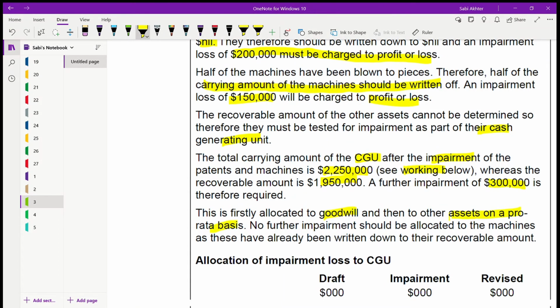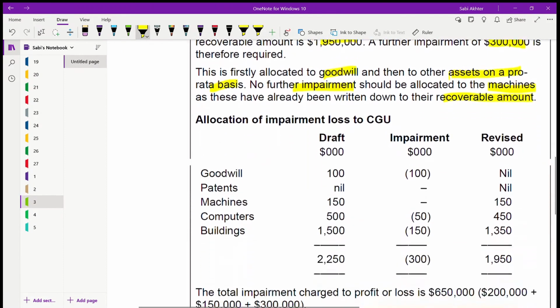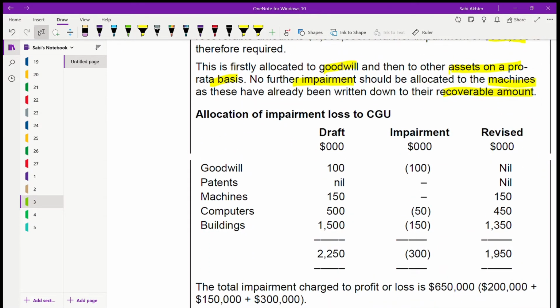No further impairment should be allocated to the machines as this has already been written down to a recoverable amount. You cannot write any further impairment against the machine, because it has already been written down to the recoverable amount. So now they will show you what in the exam you're supposed to do from this point onwards, how you allocate. So goodwill we totally will allocate. It will be nil. Patents, it's not worth anything, so nil. Buildings, machines, you cannot do any impairment. It has already been done. For computers and building, pro rata basis.